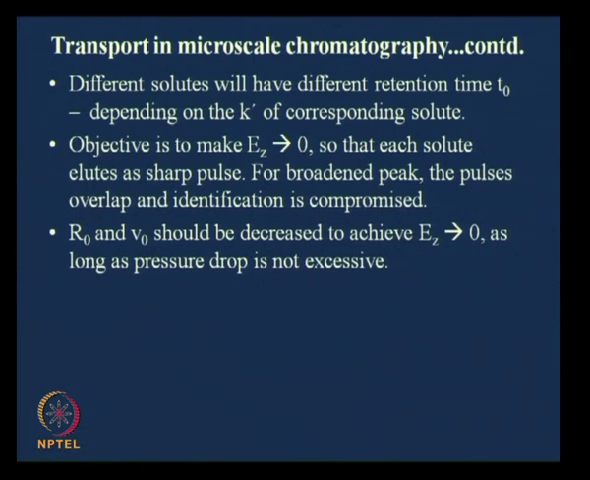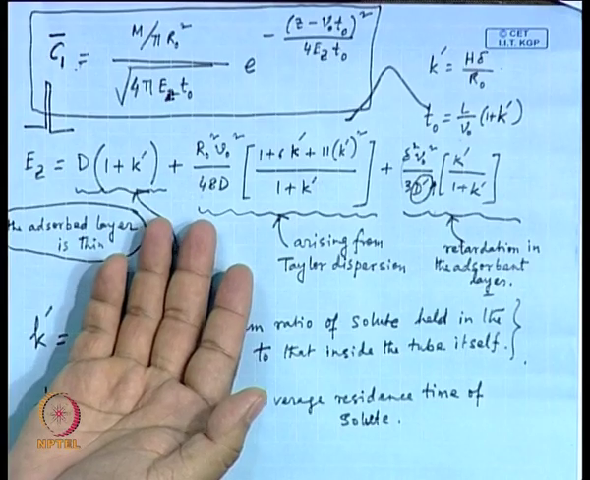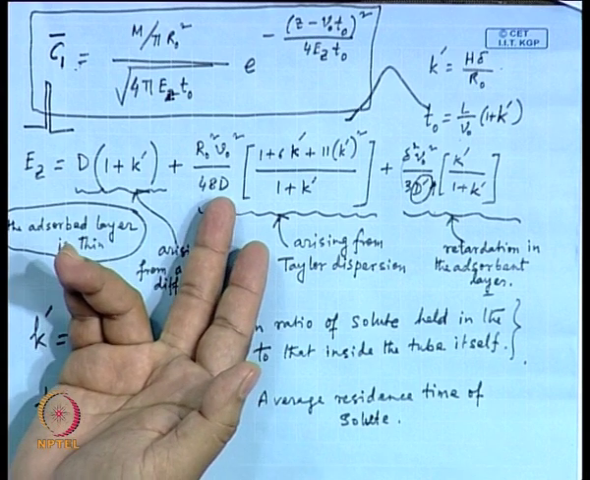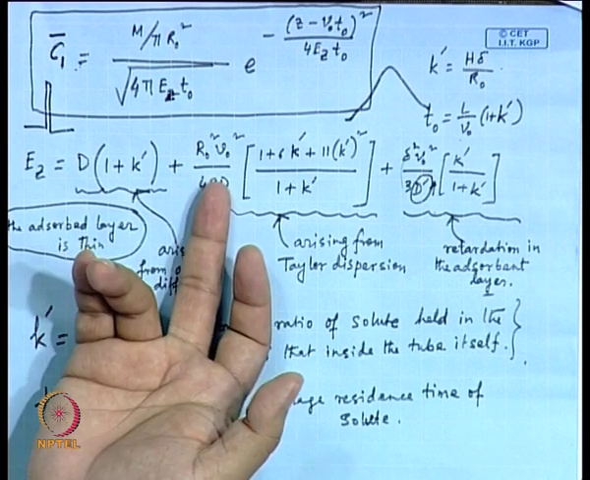So, depending on the value of the k prime, different solutes will have different retention time. Objective here is to make Ez tending to 0. Ideally, that spreading should be made close to 0, so that each solute elutes as a sharp pulse. However, for a broadened peak, the pulses overlap and identification is compromised. This you have appreciated. R naught and V naught should be decreased to achieve Ez tending to 0, because R naught and V naught appear in the Taylor dispersion term, the second term. So, R naught should be small, V naught should be small.